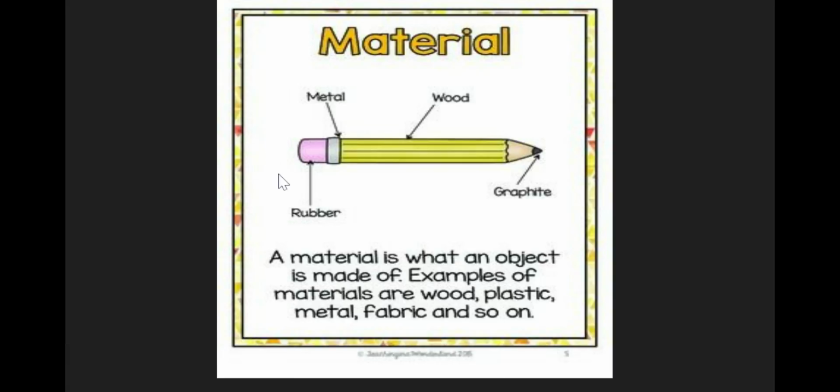So like this pencil here is made of wood, metal, rubber, and graphite, right? So the eraser is made of rubber, most of the pencil is made of wood, right? And then what's holding it together is this little piece of metal here.